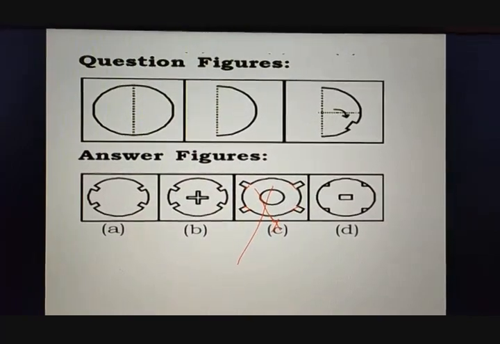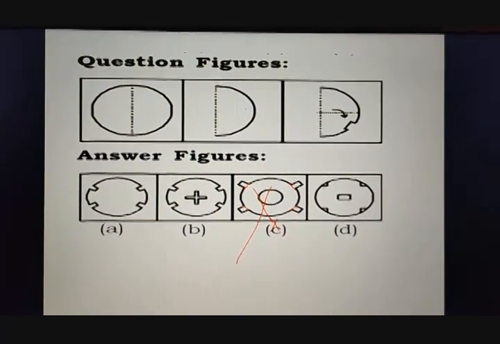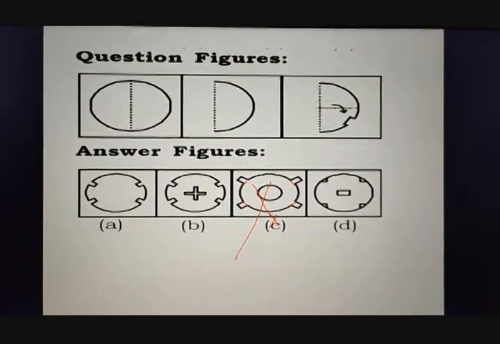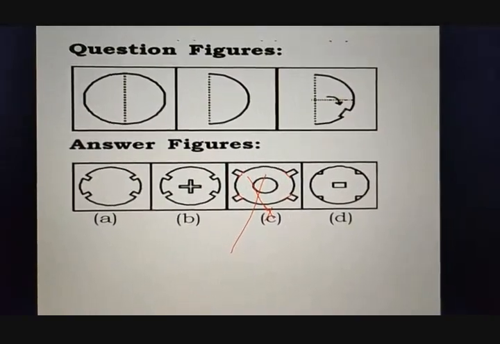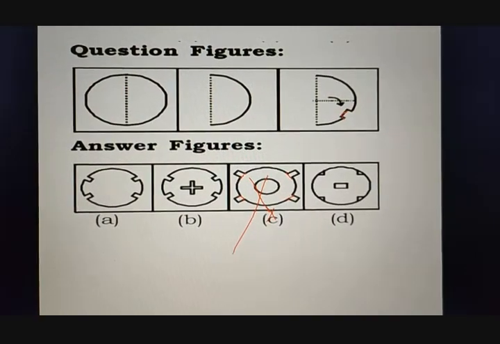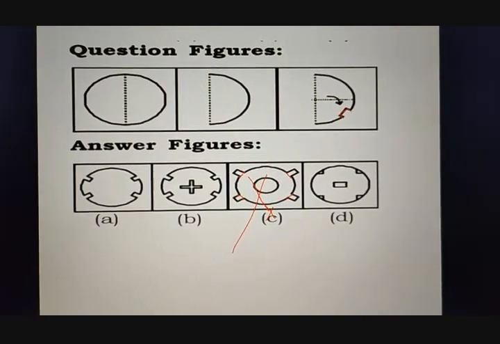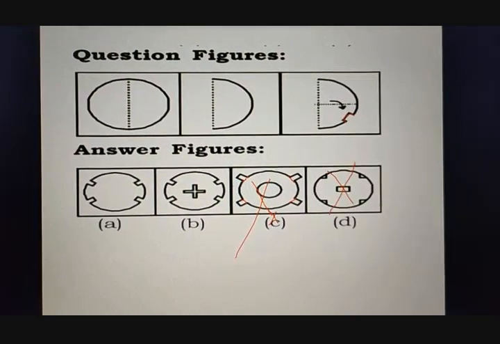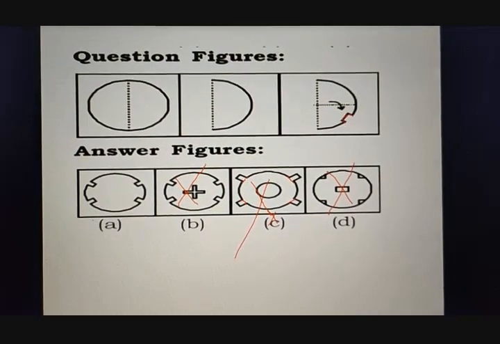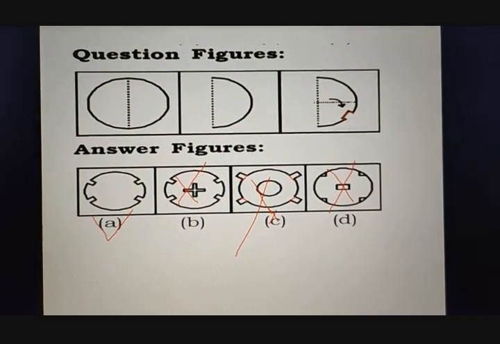Okay, let's see, the circle is folded in half, a semicircle, again folded in half, then they cut the paper on this side, only outside on this side. So the center one does not cut any center, so this could not be our answer. Similarly this could not be our answer, so we are left with option number A. So our answer would be this one.